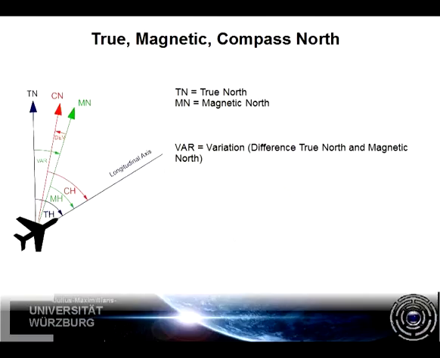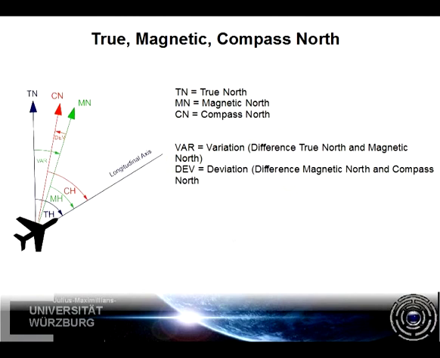In addition, a number of influences on the magnetic field of the Earth, such as geological formations, cause the difference between true north and magnetic north to be variable, depending on your location. This difference is called variation.